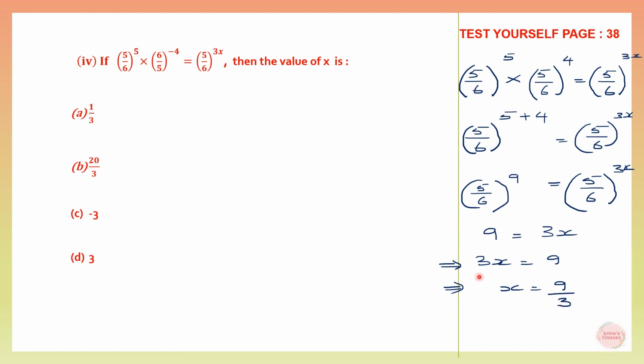Why division? Because here it is multiplication. So here 3 3's are 9. That means we have found the value of x. x is equal to 3. Now let's look at our options here. And the option D is 3, and that is our answer.